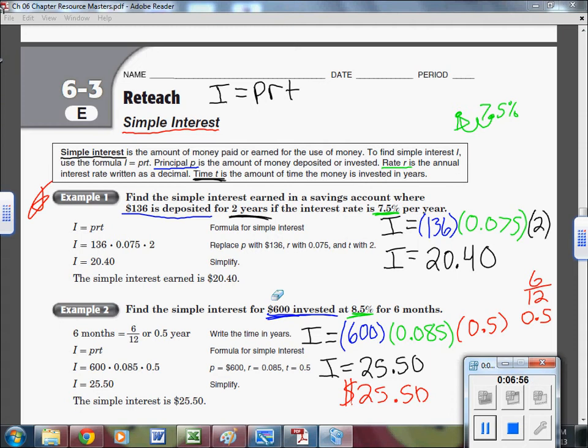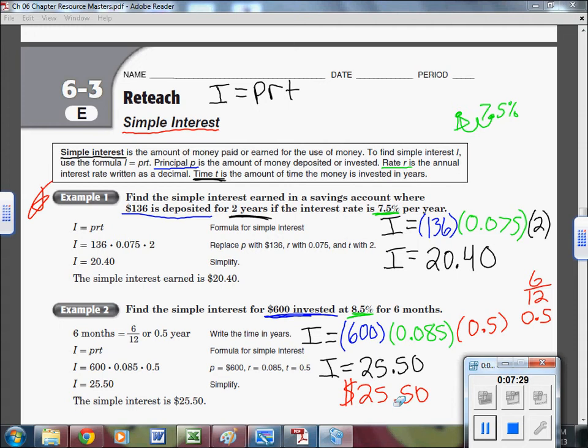So if the question had said, well, hey, how much do you have total after 6 months? If it had said, what is your total amount of money you now have earned from the total value, there we go. What is the total value of your investment? You would do $600 plus $25.50. So you would say $625.50. That's what you would say if it ever asked what was the total value of it, and you will have some questions on the end of your homework that will say that. They'll say, what was the total value after 6 months or 2 years or whatever?